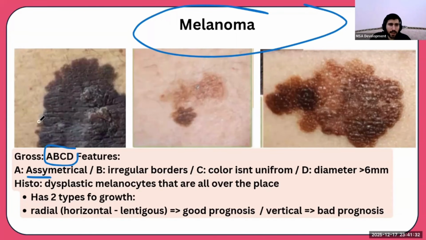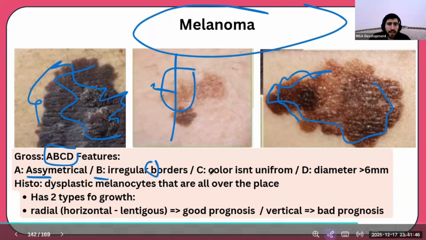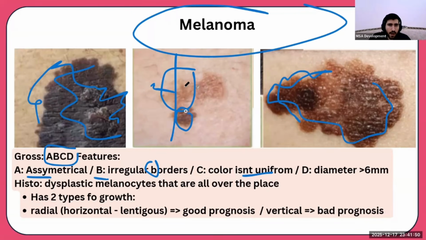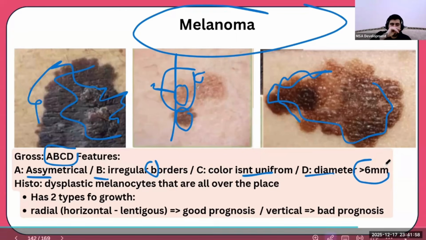A is asymmetrical, as you can see here. We can't divide it into two sides because it's very weird looking. It's asymmetrical. B is irregular borders. It has weird borders. C is color is not uniform. Here it's dark. Here it's white. Here it's very light. D is diameter, which is bigger than 6 millimeter.